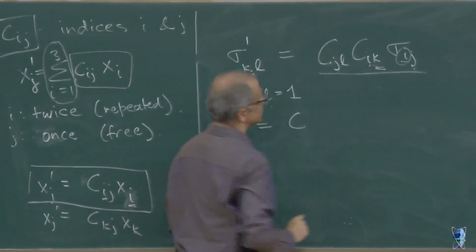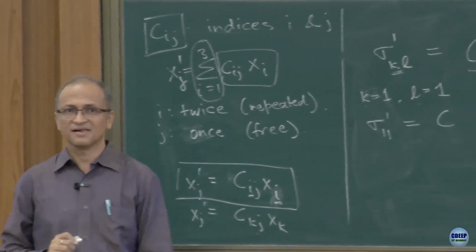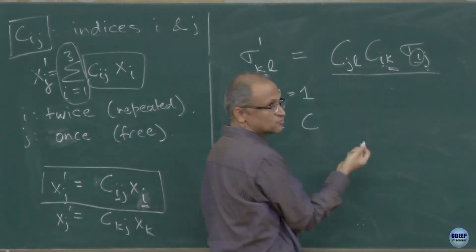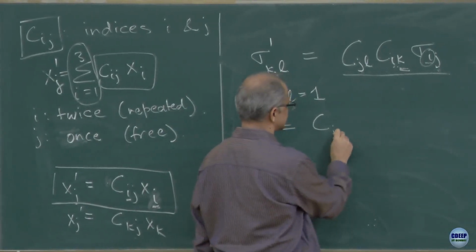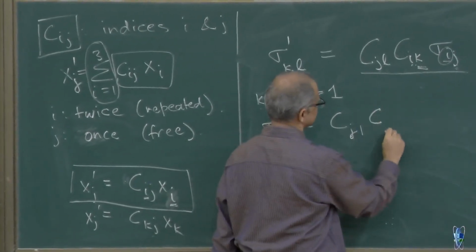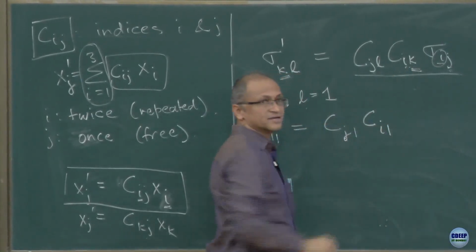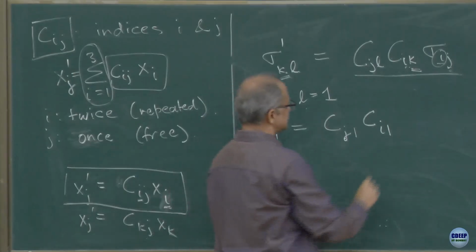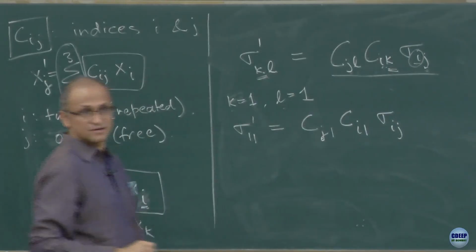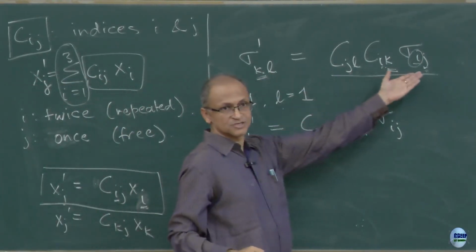What do I get on the right hand side? j, what is j? We have not said anything about j, so we leave j as such. l is 1. C i, we have not said anything about i. And k is 1. And then sigma ij. Correct? So all we have done is substituted these 2 values in this equation here.